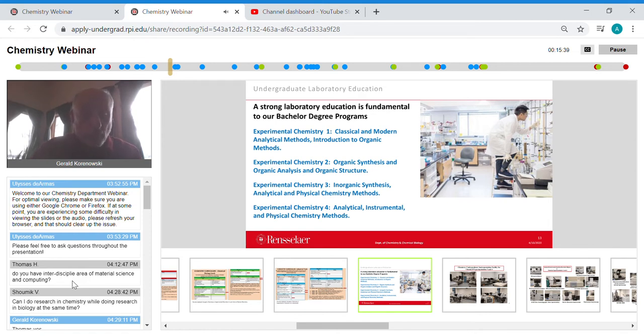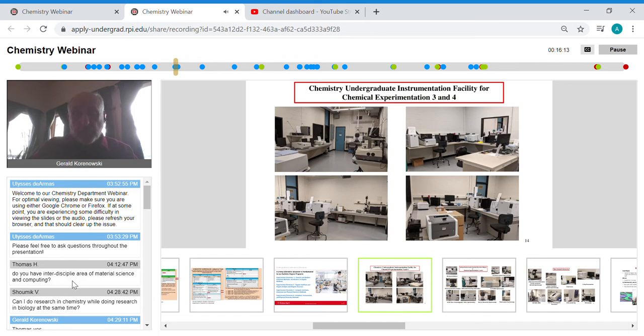A junior level course, and one you'll see the instruments for, is Experimental Chemistry 3, which focuses a lot on inorganic synthesis, analytical methods, and physical chemistry methods. Chemical Experimentation 4 focuses really heavily on analytical, instrumental, and physical chemistry methods. Now, what I'm going to do is take you to our laboratory suite for Experimental Chemistry 3 and 4.